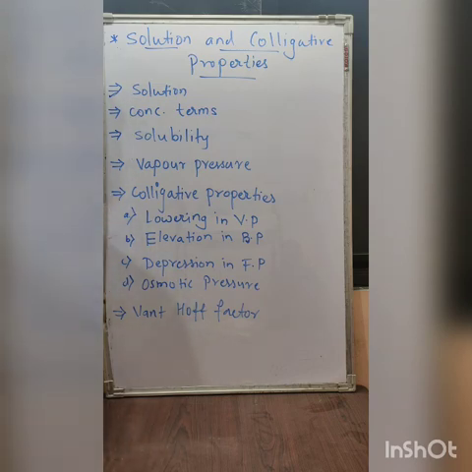Colligative properties include the subtopics like lowering of vapor pressure, elevation in boiling point, depression in freezing point, and osmotic pressure. The last topic is the Van't Hoff factor. Okay, so these are the topics we will study in this chapter.